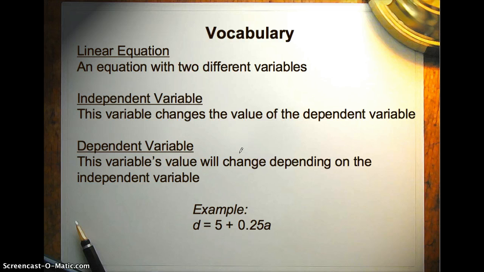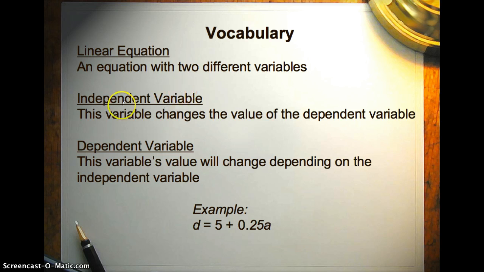Here are 3 vocabulary words that you must know. We have linear equation. Please write this down. This is an equation with 2 different variables. So it can be x and y, it can be c and d. It just has to be 2 different variables, not the same.